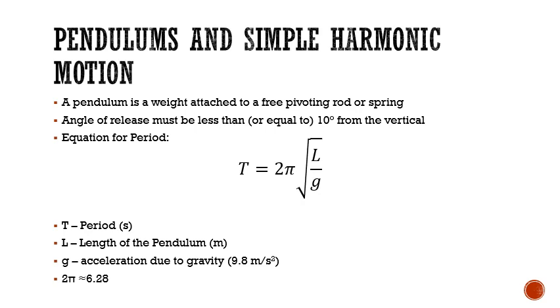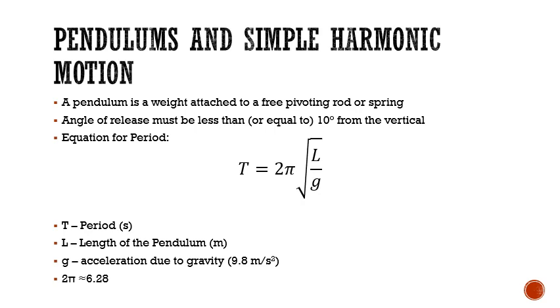So the equation for period is T equals 2 pi times the square root of length over gravity. So make sure you guys are pausing, rewinding, rewatching, whatever you need to do to get these equations. These are the equations that you're going to use on your quizzes and tests.